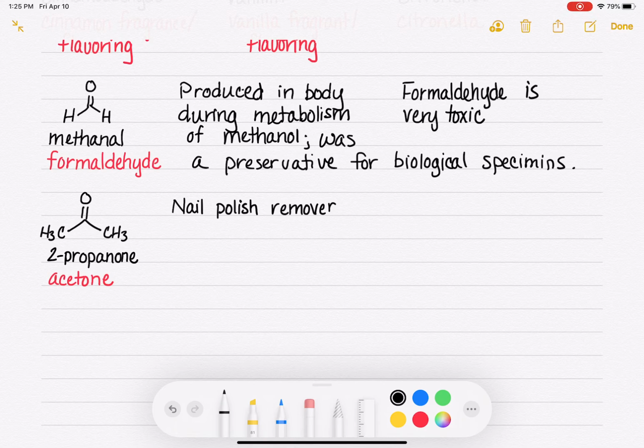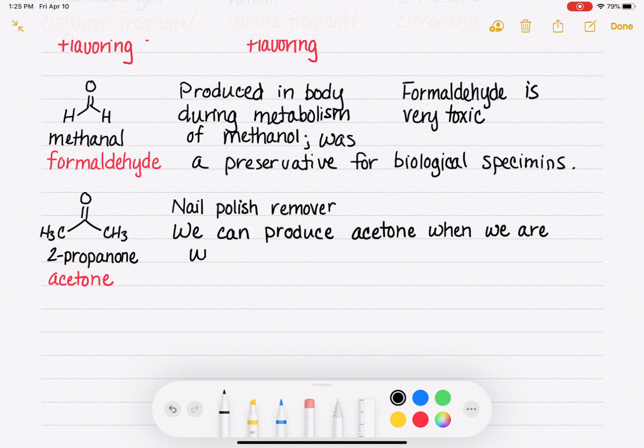Another more interesting application of acetone is that we can actually produce it in our bodies. It is not normal for our bodies to be producing acetone, and in some cases it's an indication that something might be wrong. We produce acetone in our bodies essentially when we are starving for glucose, when we are unable to metabolize glucose. Our bodies do a ton of glucose metabolism.